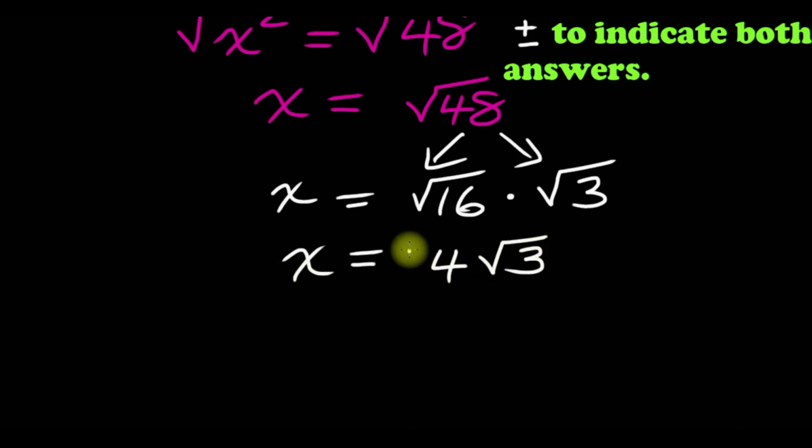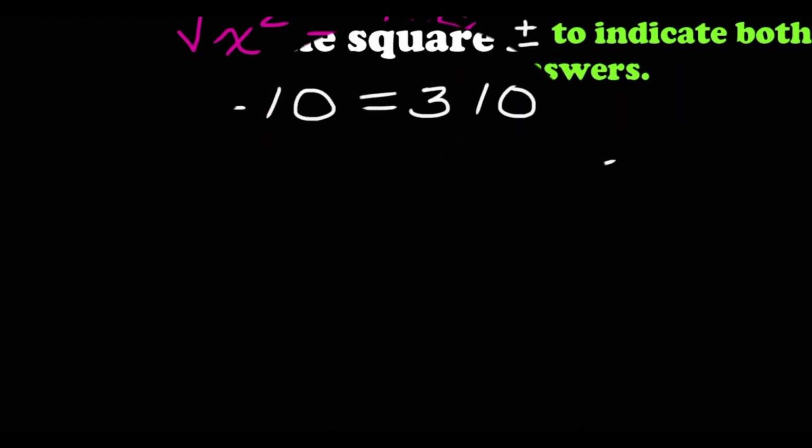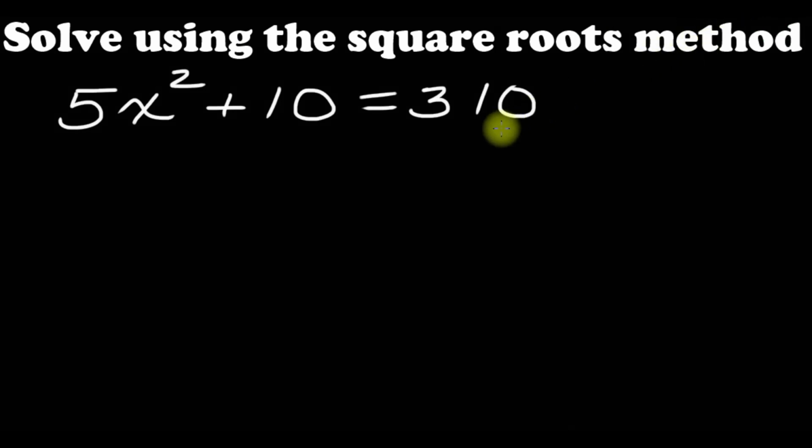And then we need to put the plus or minus in front of it, to indicate that you have a positive square root of 3 and you have a negative square root of 3. Okay, so let's take a look at one more.